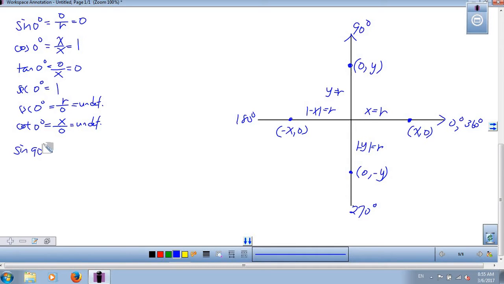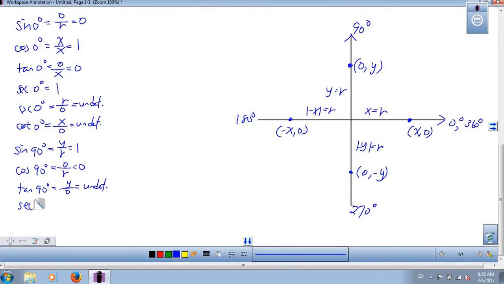So sine of 90 degrees, okay, take a look at this. Sine has an ordered pair of 0 and y, and then the radius is, of course, r. Okay, we're using the same radius for all 4 angles here. So that is going to be y over r, but y and r are the same thing, so it's going to be 1. And cosine of 90 degrees is going to be 0 over r, so it's going to be 0 because the x coordinate is 0. Now tangent of 90 degrees is going to be y over x, but x is equal to 0, so it's undefined. So that's a very interesting point, because tangent of 90 degrees doesn't exist.